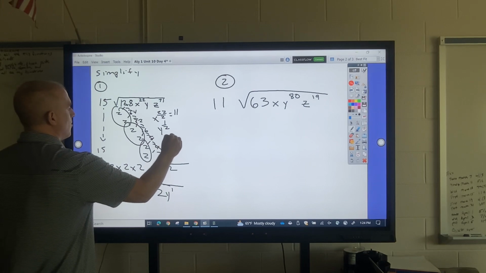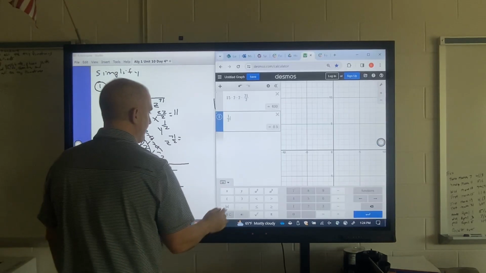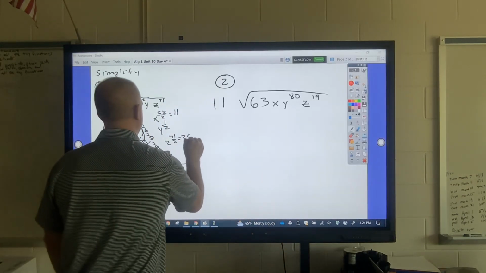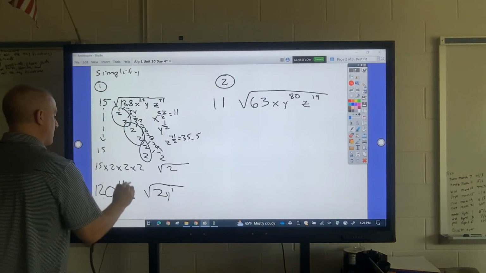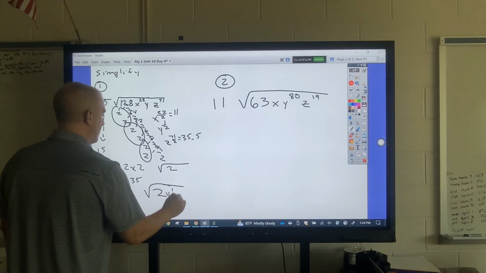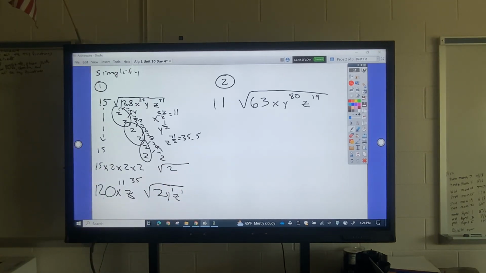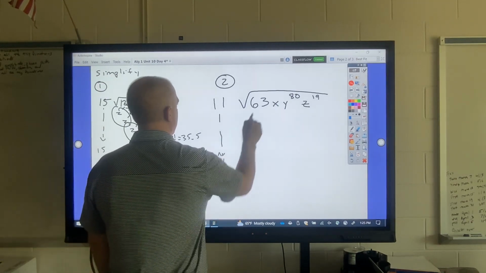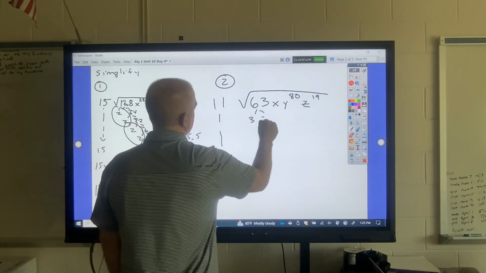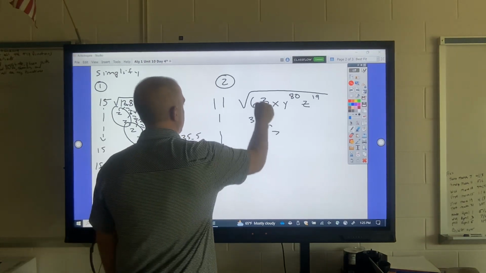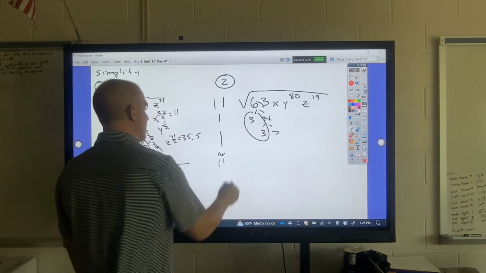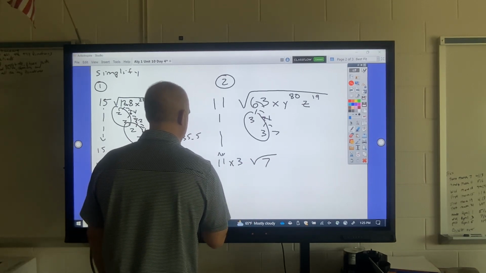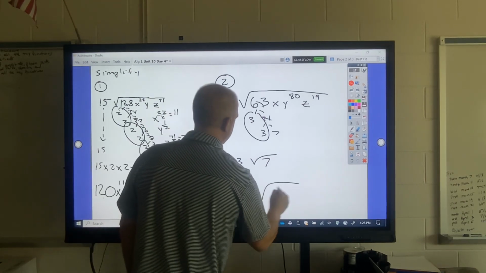Okay, then I got 71 divided by 2. 71 divided by 2 is 35.5. So that means I got z to the 35 on the outside, z to the first on the inside because I have a decimal. Okay, let's bring down this 11. So I got, this would be 3 and 21, 3 and 7. There's my pair. So 11 times 3 with 7 on the inside. That's going to be 33 square root of 7.